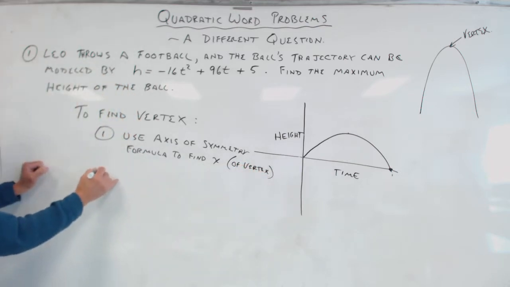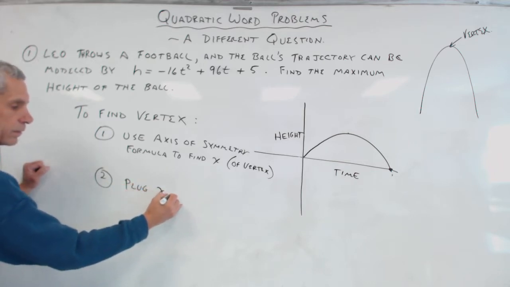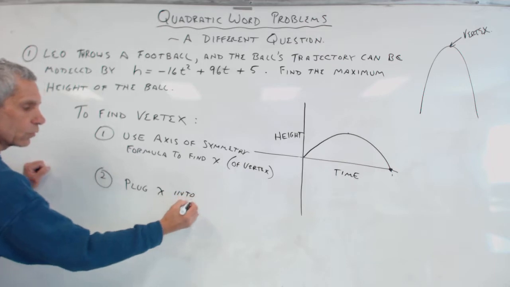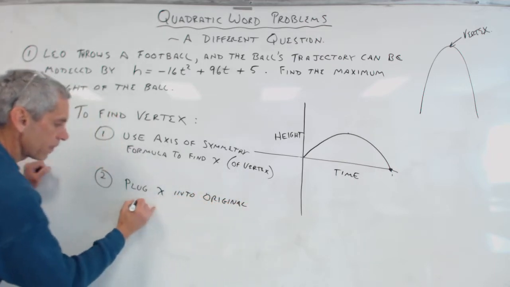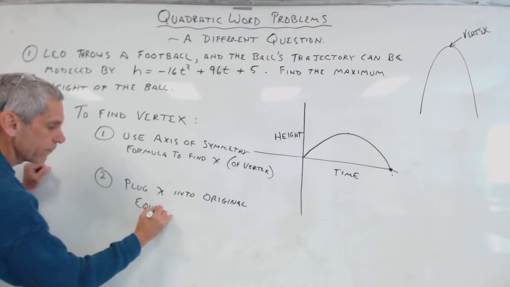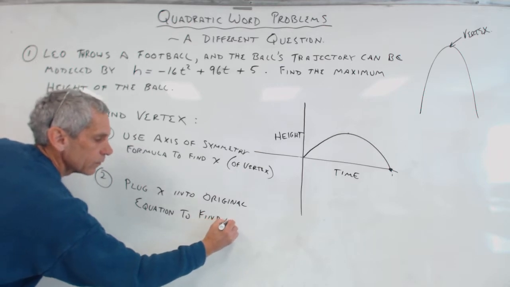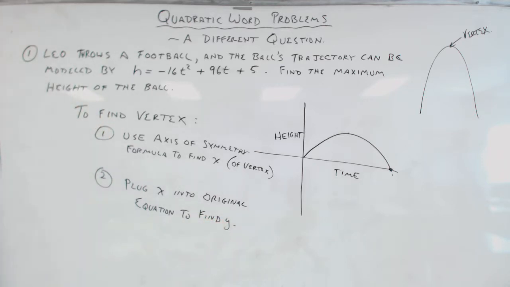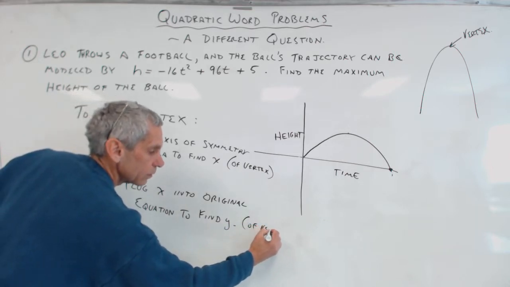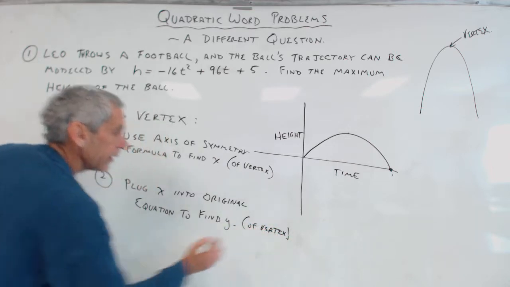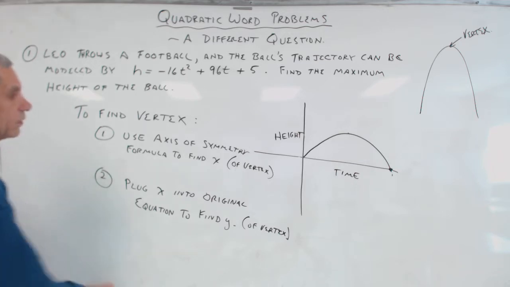And then 2, you plug x into the original equation to find y. The y of the vertex, right? And then to find maximum height, that's to find the vertex. Well, we'll get there. Okay?